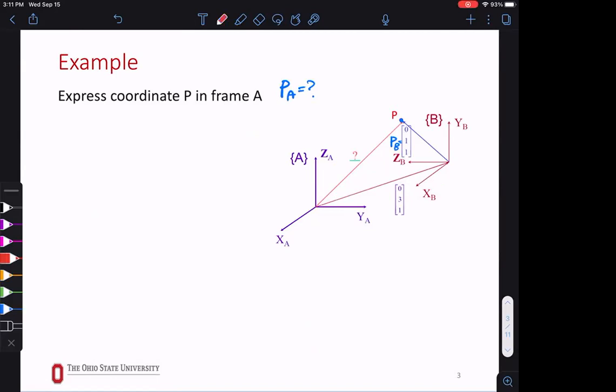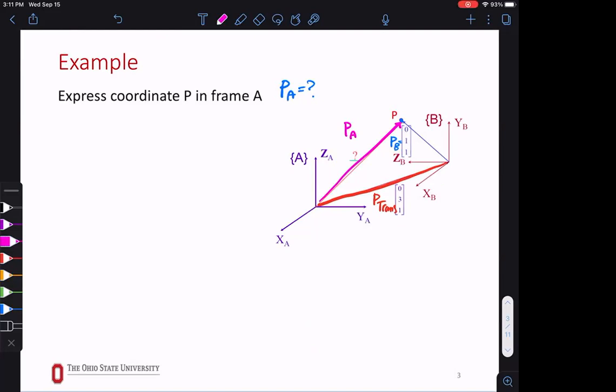This line here is the position of one frame with respect to the other one. So I'm going to call it P trans. How much one frame moved to go to the other frame. All right. And we are trying to find this value, which is P in frame A, correct? So now point P is fixed. We know the position of P from frame B, correct? We want to know what's the position of P in frame A.